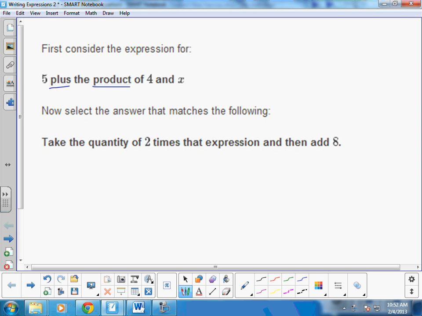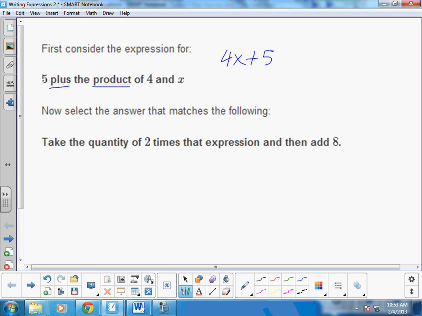Okay, so it says 5 plus the product of 4 and x. You can write it 4x plus 5 or the other way around. Now, in Khan, they're going to give you 4 choices, okay? So you already probably can eliminate one of the possible answers because it doesn't have the 4x plus 5 part. And then the second part, it says take that quantity.